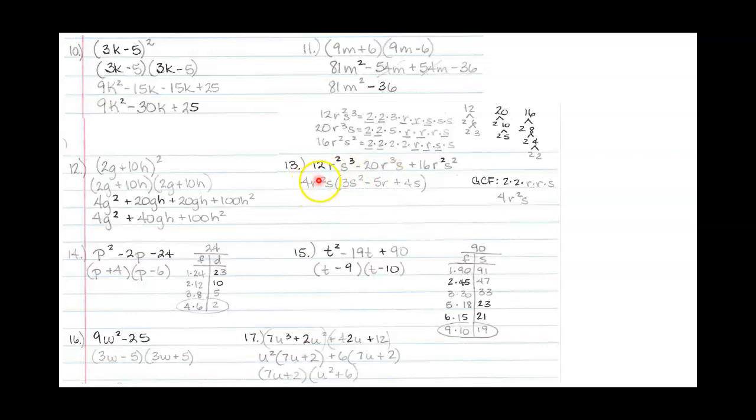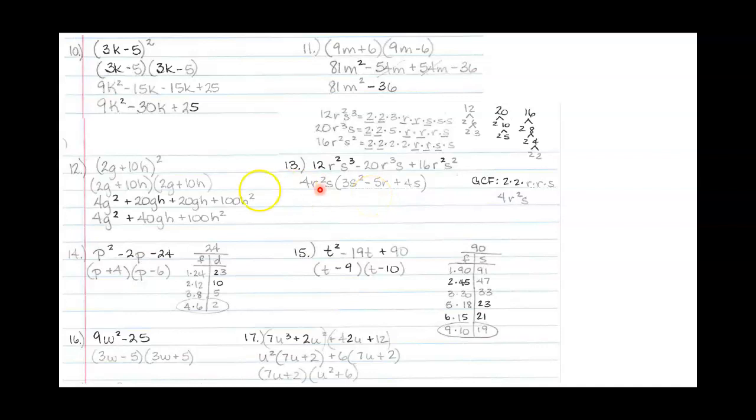All right, then for our next term, same thing. We can say 4 times what gives me negative 20? That'd be negative 5. R squared times what gives me r cubed? That'd be r. And s times what gives me s? That would just be 1. 4 times what gives me 16? That's 4. R squared times what gives me r squared is 1. S times what gives me s squared? That's s. So there is our greatest common factor and what we have left once we factor it out.